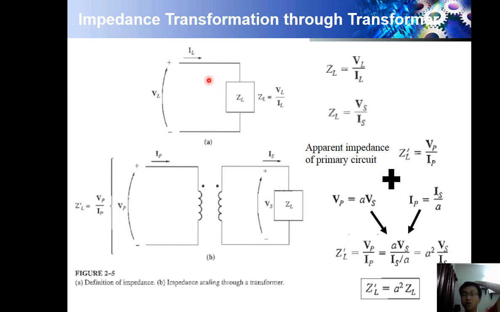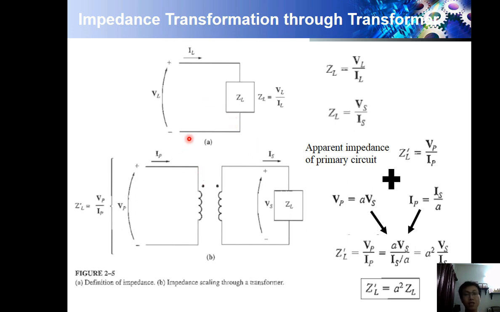And then we can change the transformation through a transformer. We call it impedance transformation. We want to convert the impedance through the transformer. Why do we need to do that? I will let you know after that.